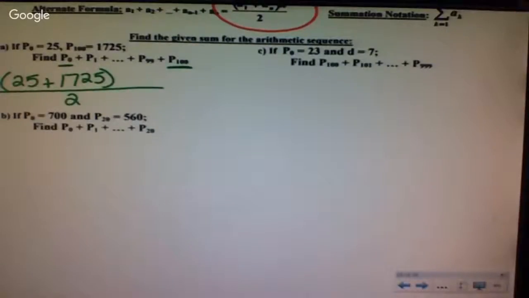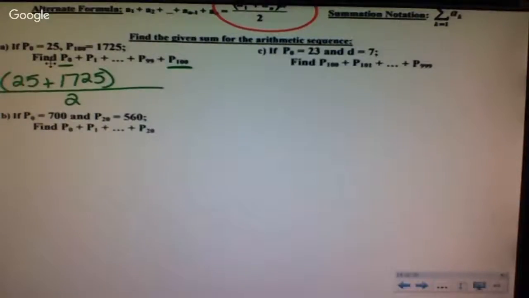It's always divided by 2, but here's my question. If my numbers go from P sub 0 all the way up to P sub 100, is it 100 terms? No. It's 101.